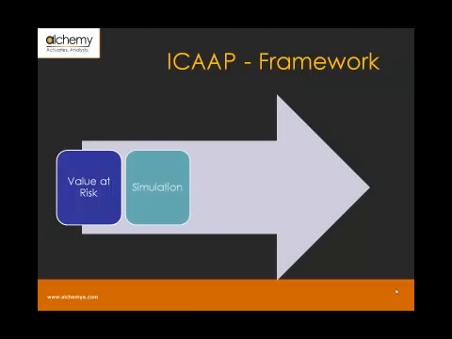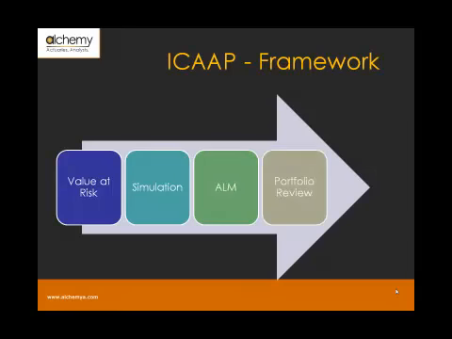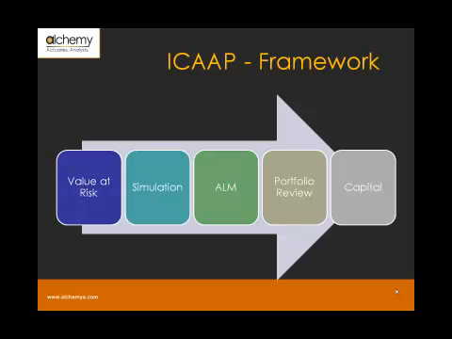Now you can take a VaR model and then hook it to a simulator that can run numbers for a bank, for an insurance company, or for any other financial institution. You can hook that simulator to an asset liability model, hook the ALM model to a portfolio review model, hook all of these together to estimate what is the overall amount of capital that you need to cover the set of conditions that we spoke about earlier.